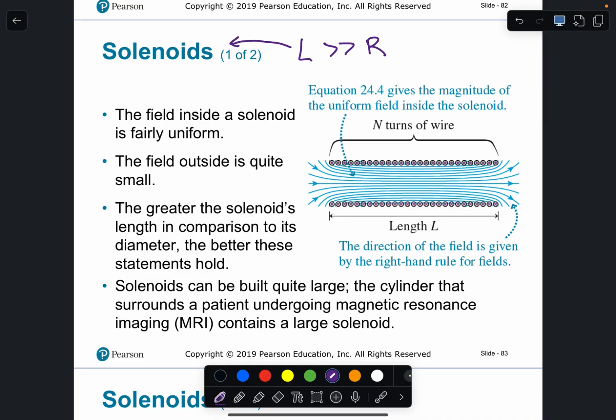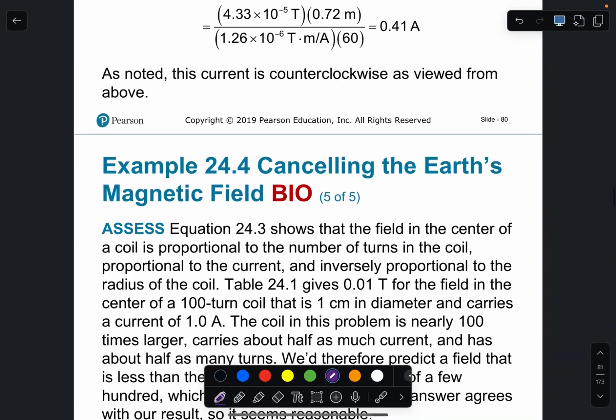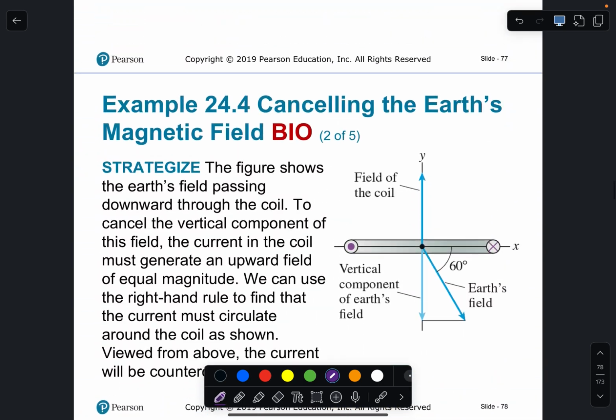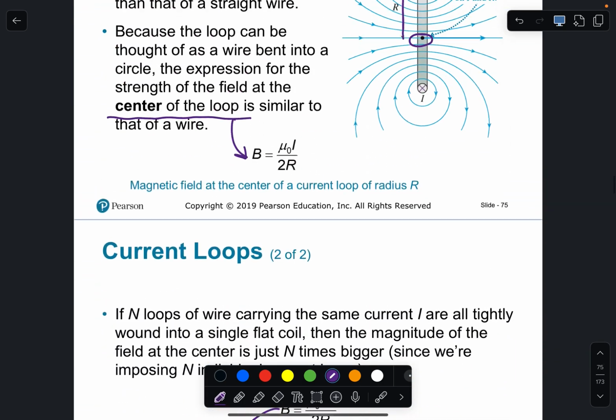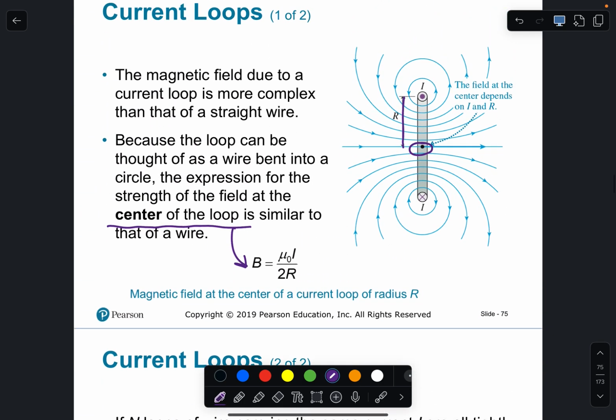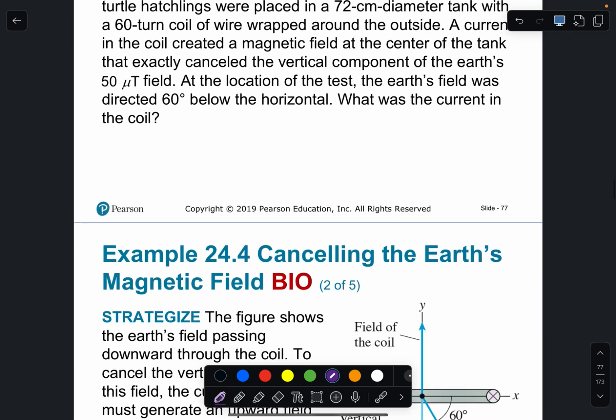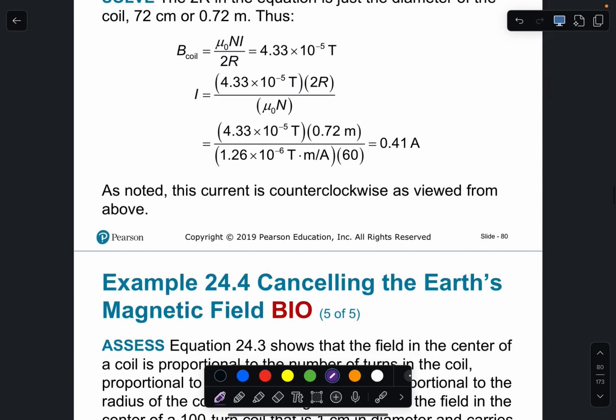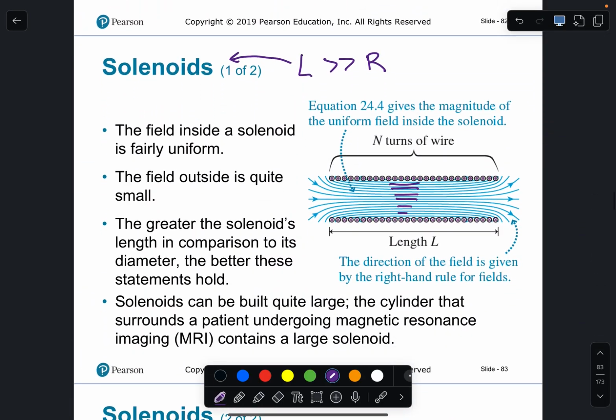Because look at the field lines here. They're all very, very, very parallel. Look at the field lines in this loop. They curve pretty quickly out, right? So it's not super uniform. That's why the equation is specifically for only the very, very center. So when you have a whole bunch of turns, the more turns you have, the longer it gets, you're going to have a more uniform field inside.